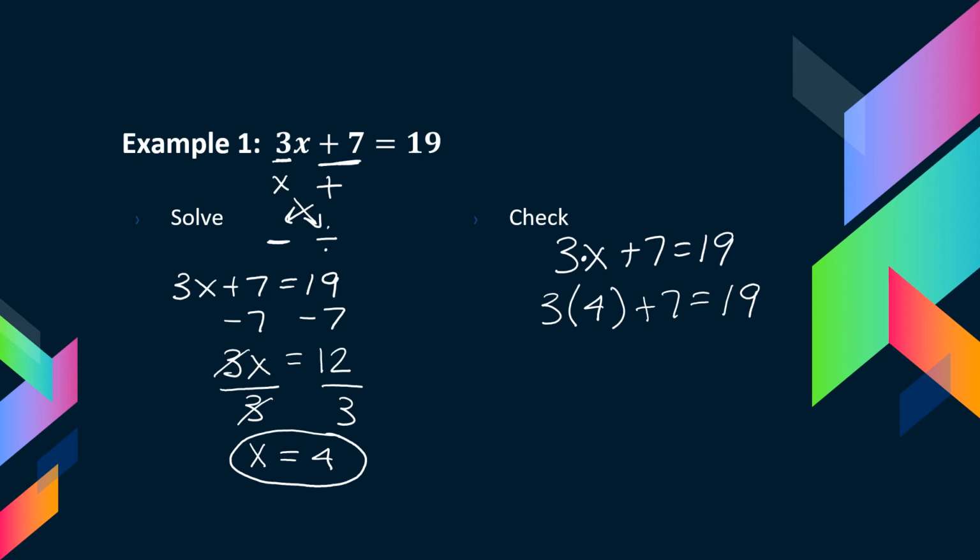Now we can use our order of operations to solve. And we actually already wrote down those order of operations up top in the very beginning of this problem. So we can multiply the 3 and 4 together to get 12, carry everything else down. Then we can add 12 plus 7 and we will get 19. And since 19 is equal to 19, that means our solution of x is equal to 4 is correct.